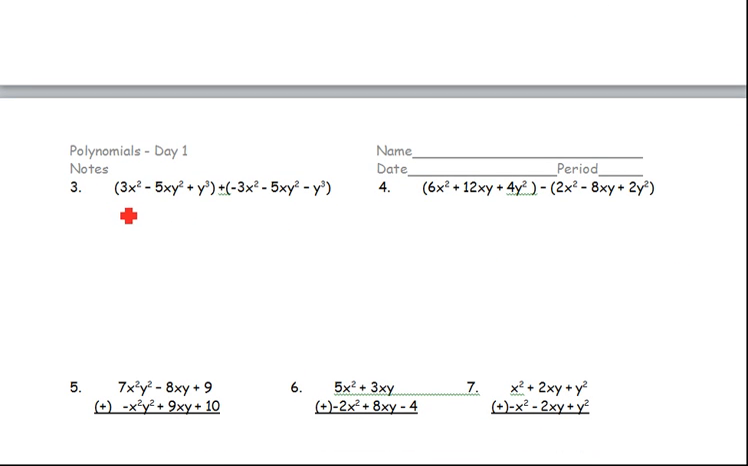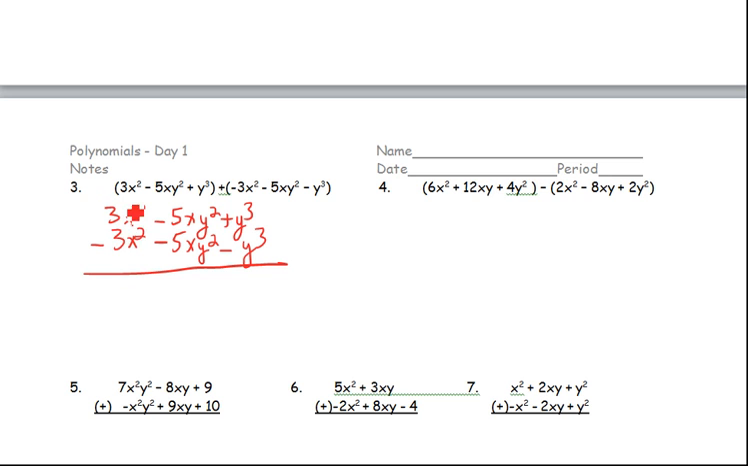It's very important that you line up the like terms. So I have a 3x squared minus 5xy squared plus y to the third. This is a plus sign, so I just take everything as it shows here. This negative 3x squared goes under this x squared. This is minus 5xy squared. That's minus 5xy squared. And then this is a minus y to the third.